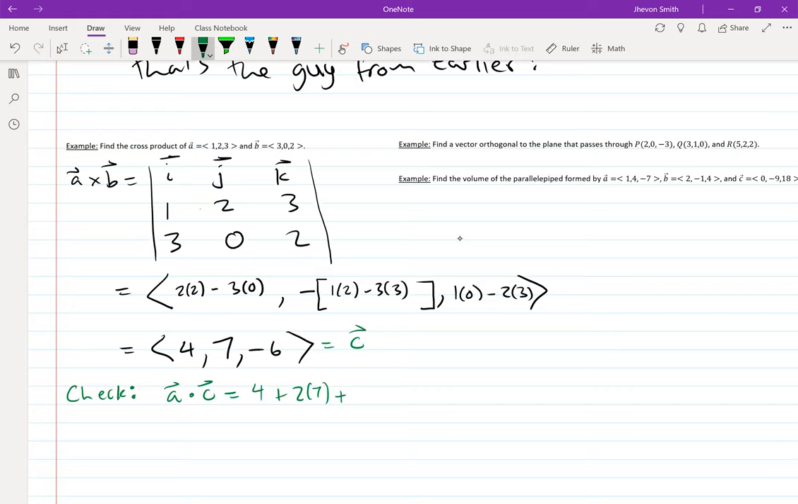1 times 4 plus 2 times 7 plus, well, it would now be -3 times 6, right? 1 times 4, which is 4, 2 times 7, and 3 times -6. Does that work? Yes, right? So that's 14 plus 4, that's positive 18, minus 18, so that's 0. So yeah, that's perpendicular to A.